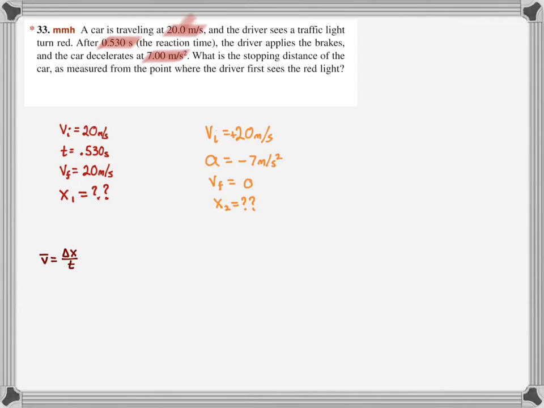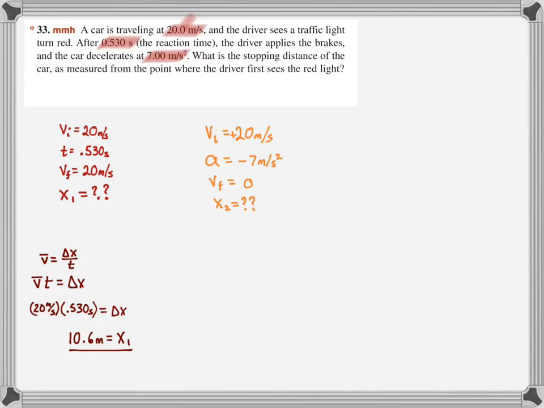So in order to find the total distance, we have to know how far he went before he applied the brakes and how far he went before he came to a stop. So first we find out how far he went in the first 0.530 seconds using the average velocity equation, which is displacement over time. So we rearrange it: average velocity times time equals displacement. We plug in the value. Since his initial and final velocity is 20, the average is 20. Constant and average are the same value. So he traveled 10.6 meters, and this is how far he traveled before he was even able to hit the brakes.